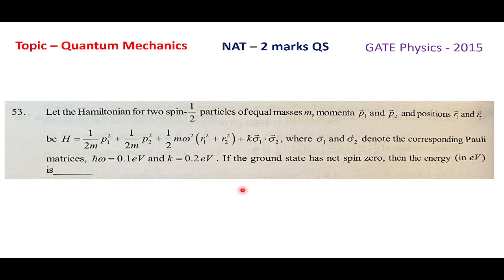Any doubt, Amit? No, sir. Okay, so try to find the energy value with this Hamiltonian and then apply the ground state condition. You are also given the h cut omega and k values. This question is related to spin half particles, so your spin is half, the spin eigenvalue, if you want to say.